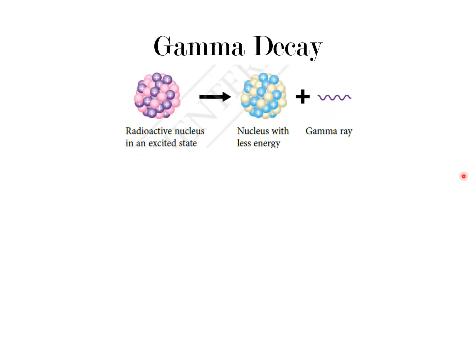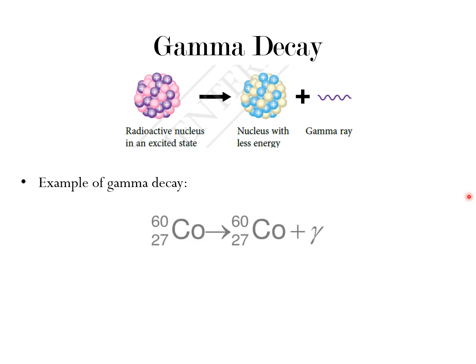Okay, now let's see this diagram. This diagram shows the process of gamma decay. Here is the parent nucleus, which is in an excited state, and this is the daughter nucleus with less energy plus the gamma ray. Let me show you an example of gamma decay. Here is the decay equation for cobalt-60.